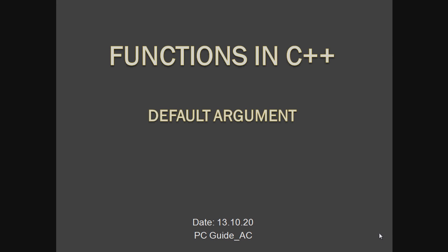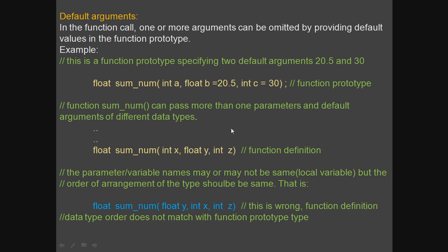Hello students, so we are continuing with the function chapter, and today we'll discuss default argument. So what is default argument? In the function call, that is the calling function, you can omit one or more arguments, that is the values assigned to the variables. It can be omitted by providing default values in the function prototype.